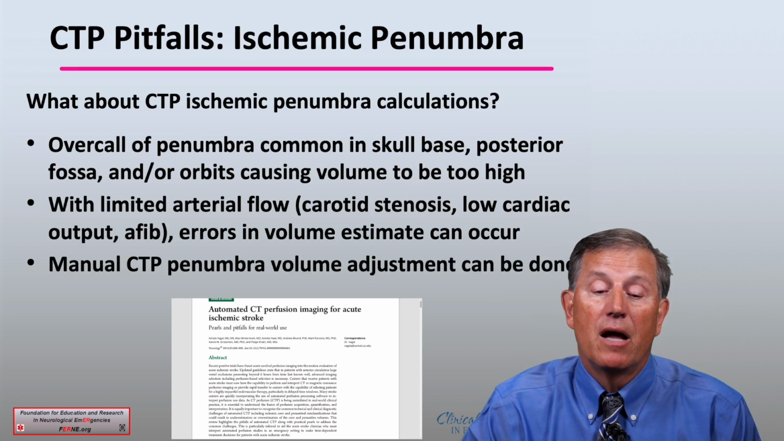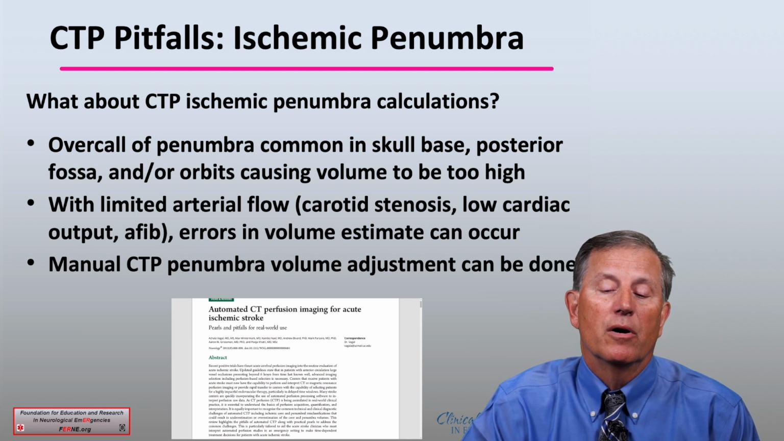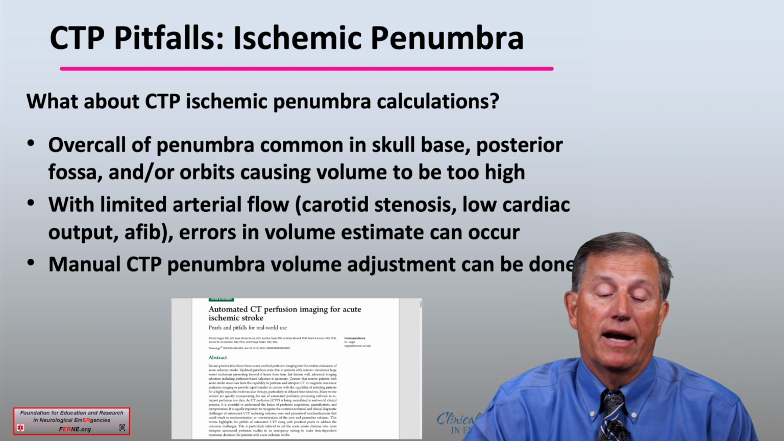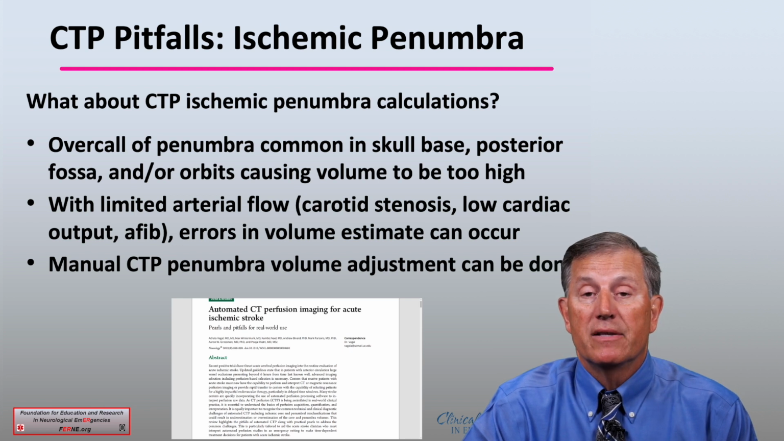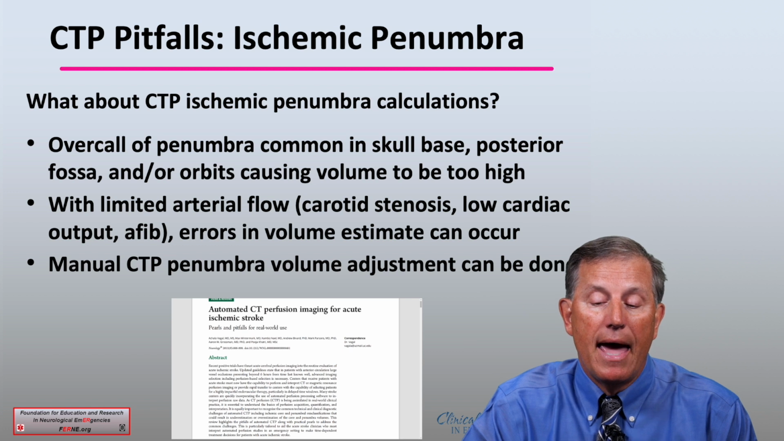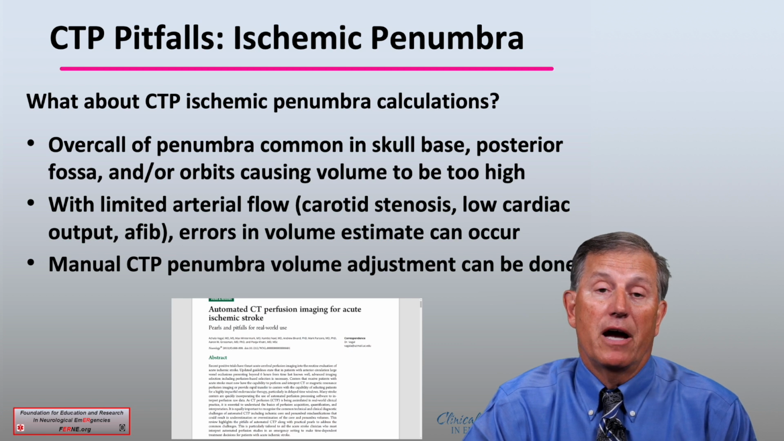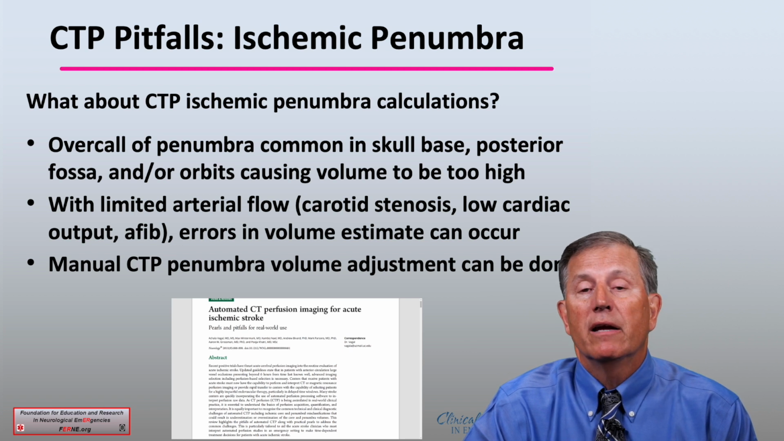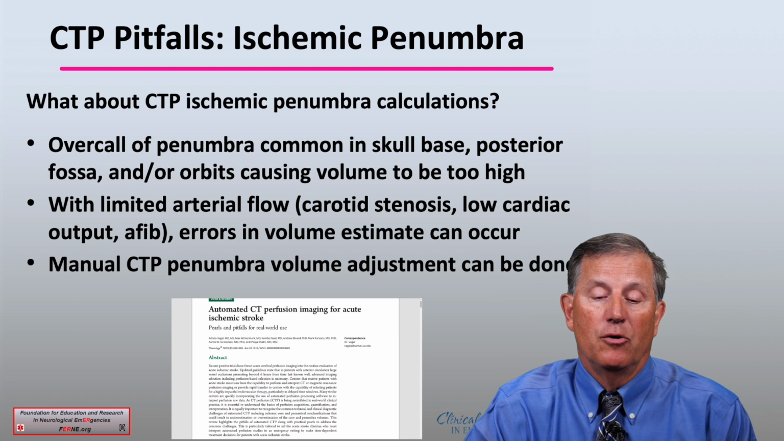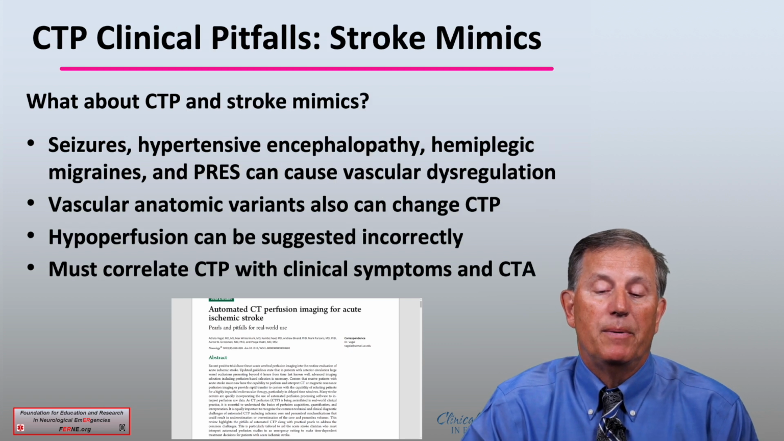And what about the ischemic penumbra calculations with CTP? So there can be an overcall of penumbra commonly in the skull base, in the posterior fossa, and or in areas surrounding the orbits. We know that with limited arterial flow due to carotid stenosis or low cardiac output or AFib, there may be some errors in the calculation of the ischemic penumbra. And in those cases, it is possible to do manual CTP penumbra volume adjustments or calculations. However, this can take time and delay decision making regarding delayed thrombolytic therapy and or EVT. And what about CTP and stroke mimics?